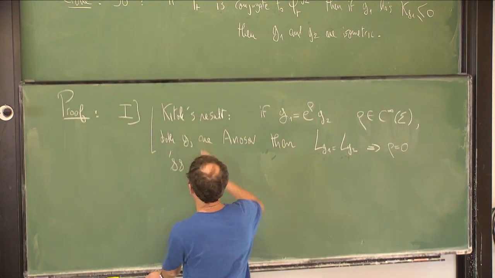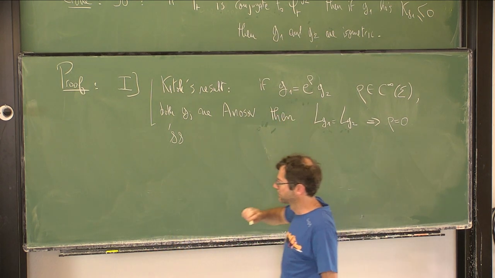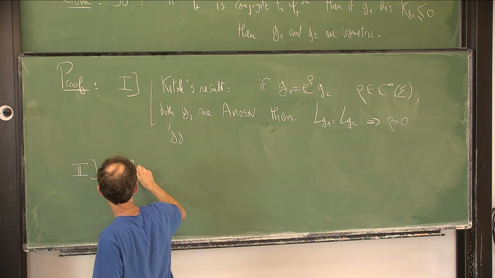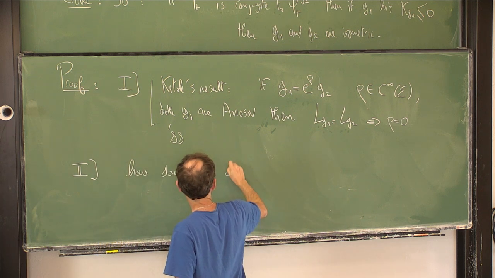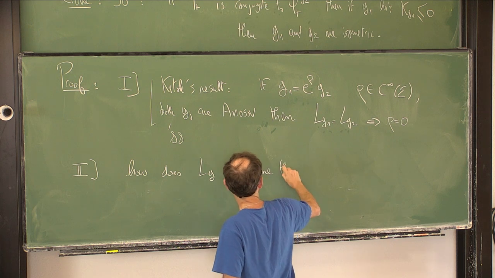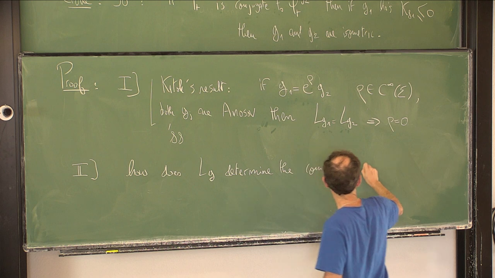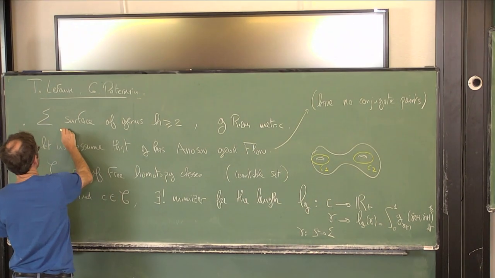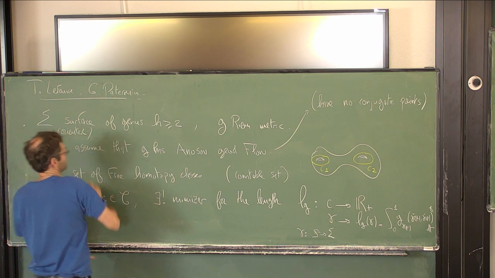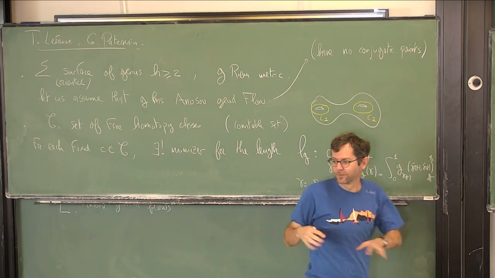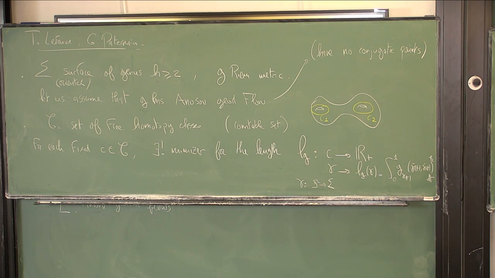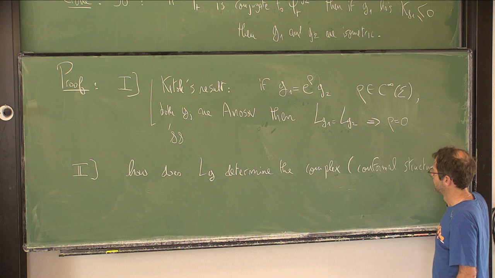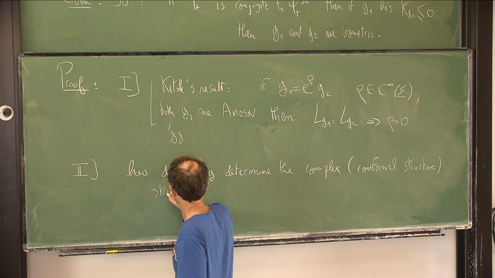Okay, so we know how to recover the conformal factor if we can prove the complex equivalence. So now the question is, how does LG determine the complex structure? I assume sigma is oriented. Probably if it's not oriented, one can still prove the result by passing through a cover. But let me assume it's oriented. Then the complex structure is equivalent to the conformal structure of G.